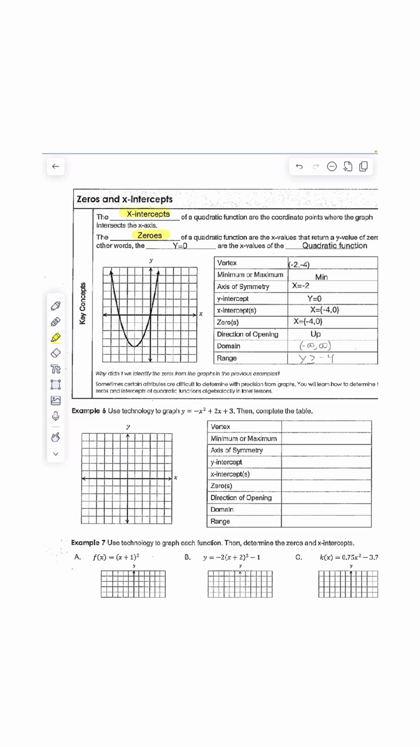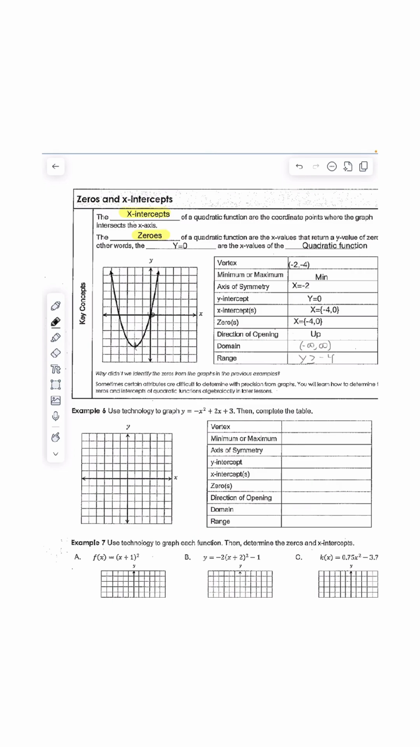So I'm highlighting for a certain point. We already talked about what the vertex is. Here's your vertex at this point there. So my vertex is (-2, -4). Minimum or maximum? This graph has a minimum. The axis of symmetry, x equals -2. My y-intercept is y equals 0. So it's at this point right there. That's my y-intercept. That's across the y-axis, I'm sorry.